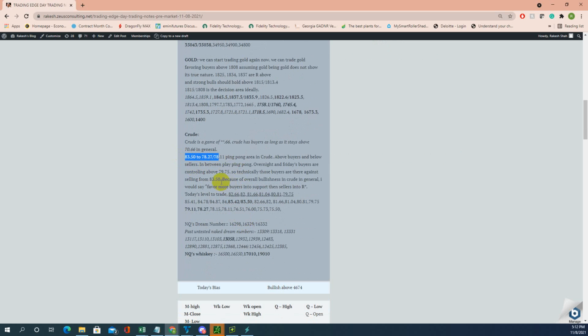Pretty much in this area today, right? So that's how the crude is. But favor longs, bullishness, compared to selling. That's what I said: favor more buyers into support than resistance. Overall crude held it, pretty much. So that's how it is today.